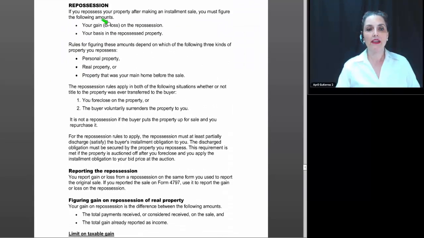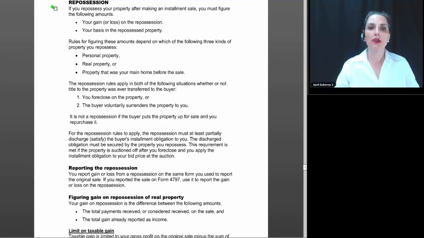Now, there's another level of complexity that can happen under the installment method, and that is that there is, of course, some risk to the seller. The seller might not have a good deal. Perhaps that buyer is going to default on the loan, and then they're going to have to repossess the property. So what happens if the seller has to repossess?